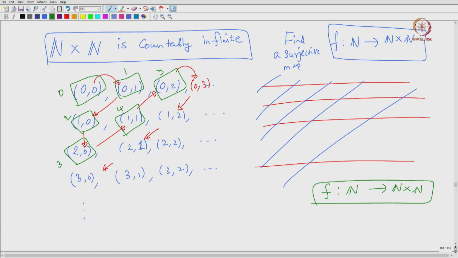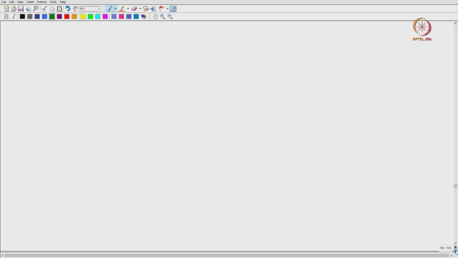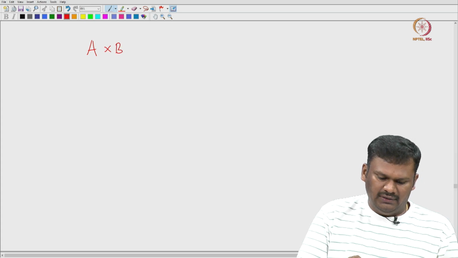But you can see that it is an abstractly defined map, it does not require any algebraic formula, though in this case one will be able to give an algebraic formula, but let us not worry about it. And this proves that N cross N is indeed countably infinite, because it is infinite and it is countable. So, now you can use the same technique to prove A cross B is again countable or countably infinite.